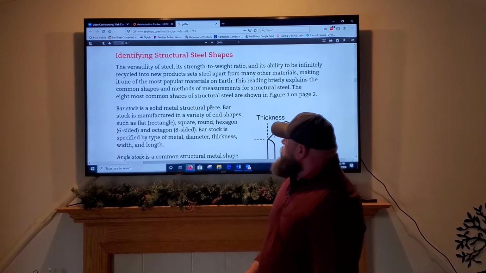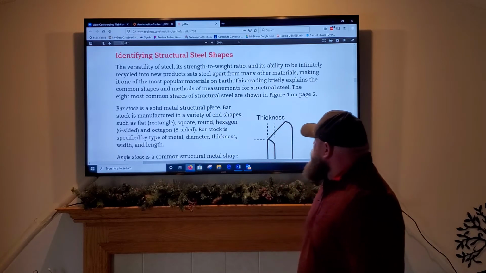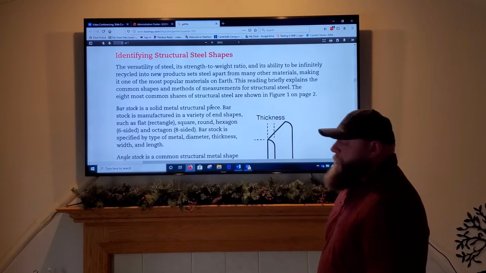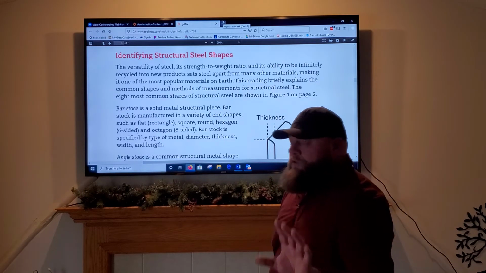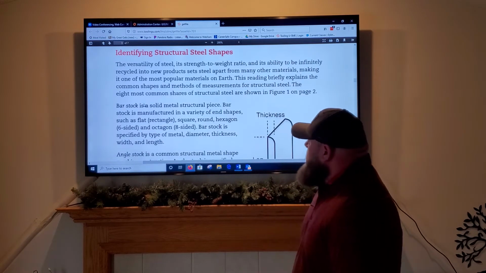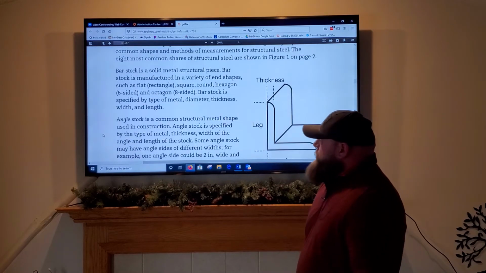The 8 most common shapes of structural steel are shown in Figure 1 and 2. There are 8 most common structural steel shapes. Don't forget that. Bar stock. I think you guys all know what bar stock is.